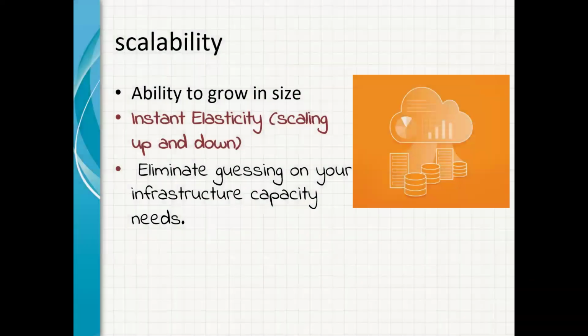The second thing is scalability. Scalability means the ability to grow the size of the environment. I want to increase my hard disk size, or my storage, or my server capacity. I want to do it instantly, and I want to eliminate estimating my infrastructure capacity needs in advance. Scalability means increasing the number of servers. I can instantly increase the number of servers very easily with a few clicks in the AWS environment. I go to the particular tab and give the number of servers I want. So scalability is another important feature that companies start using the AWS environment for.